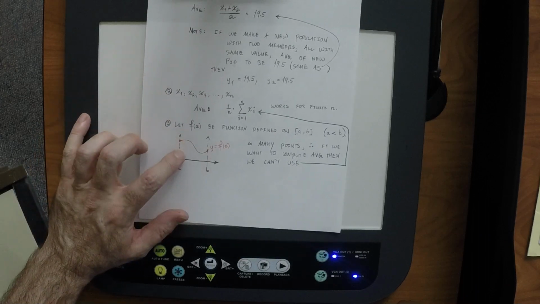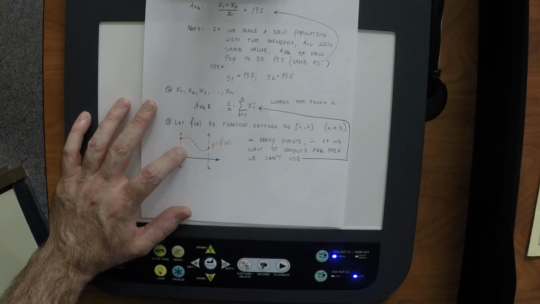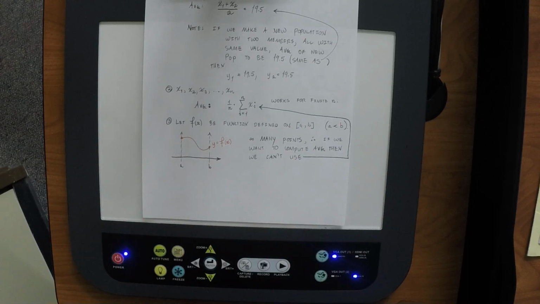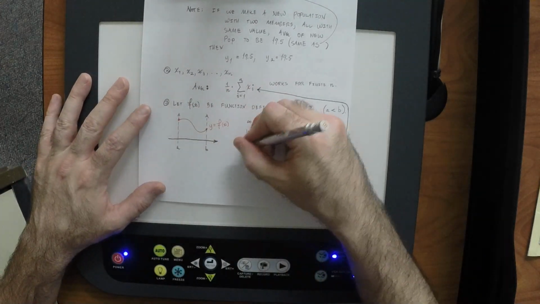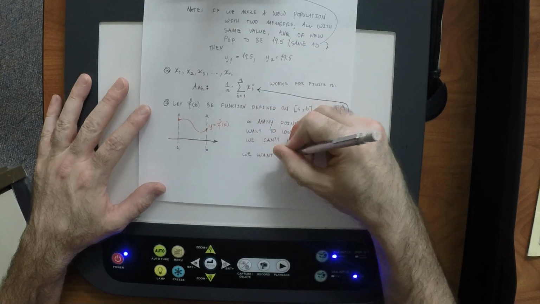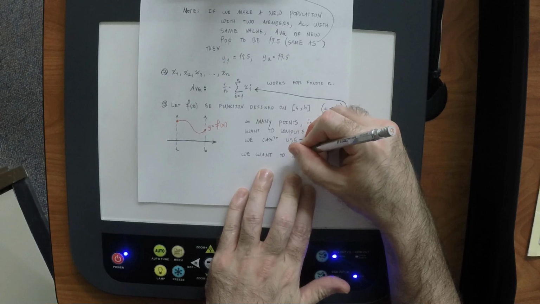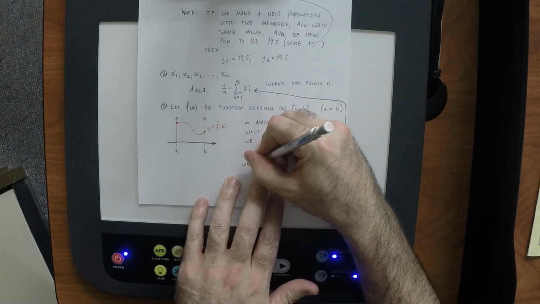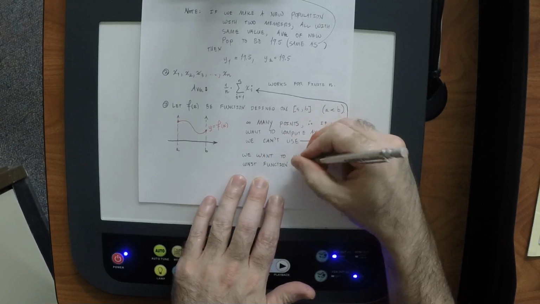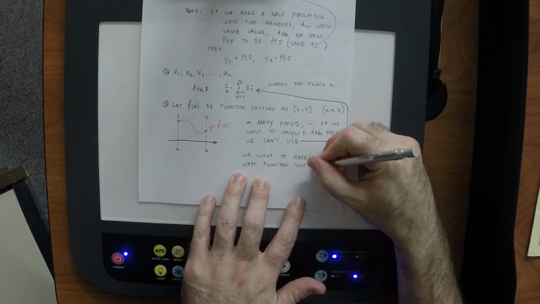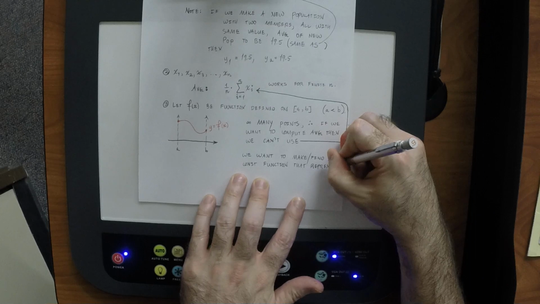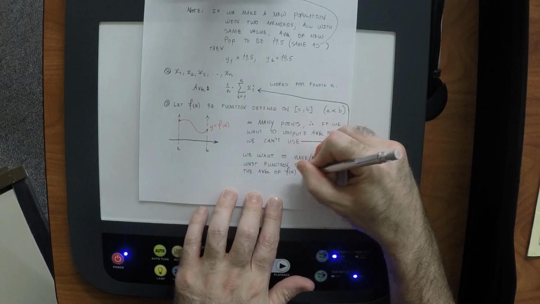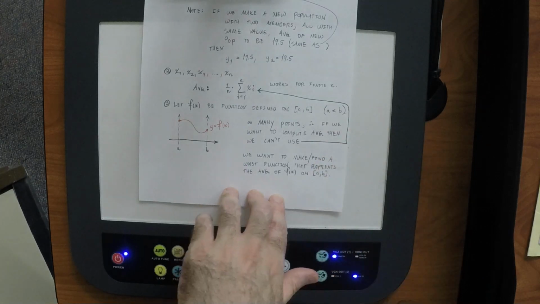All right? So here, this red function, is it a constant function? It's not a constant function. You can see that it's not because it's going up and down. So its output changes depending on its input. What we want is to make, or find, a constant function that somehow represents the average of f of x on the interval from a to b.